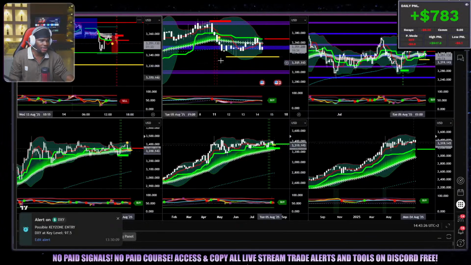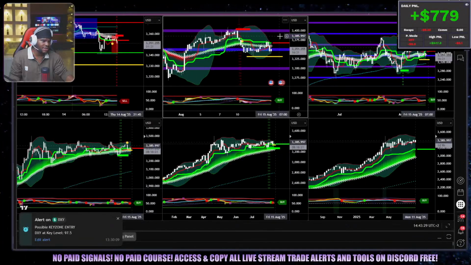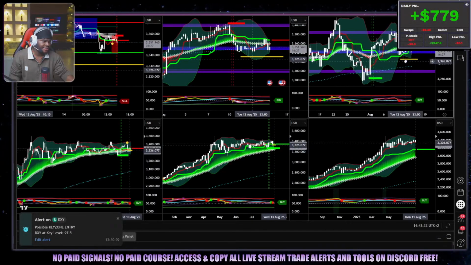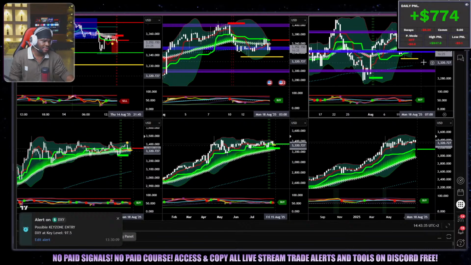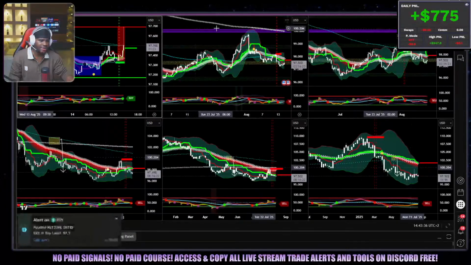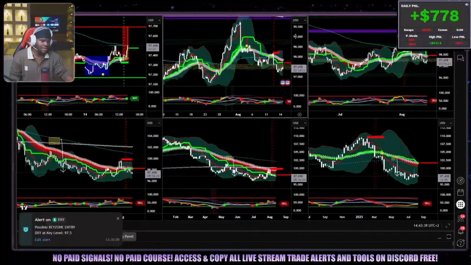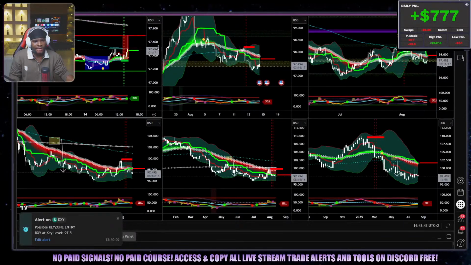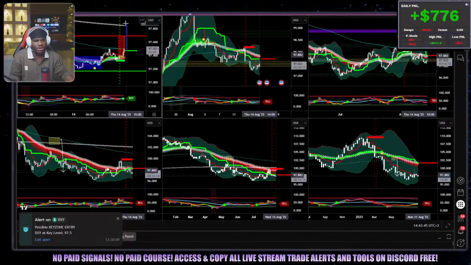I think this is going to go all the way down because I don't really see the 4 hour doing anything much, to be honest. I think this is just going to go down. But let's look at what DXY is doing. Could DXY go up? I mean, I still think it's going to want to go up, though.